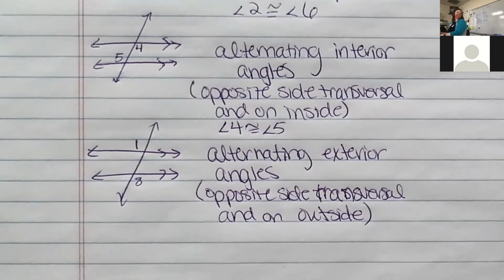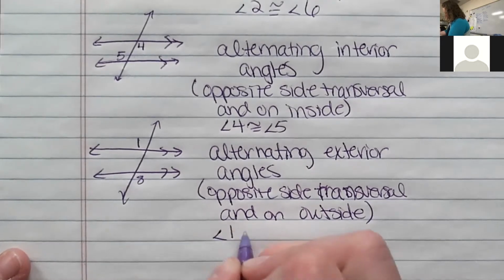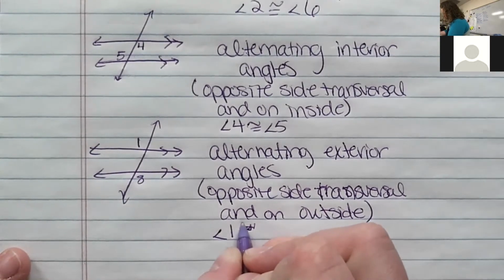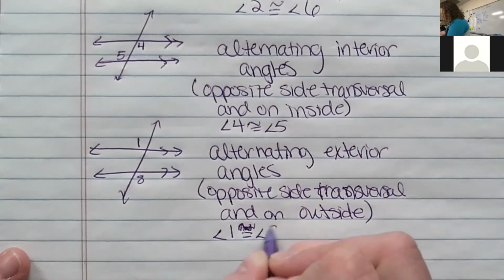Okay. What do you think about 1 and 8? They're the same. Are they congruent? Yeah, they sure are. Angle 1 is congruent, so squiggle equals, to angle 8.